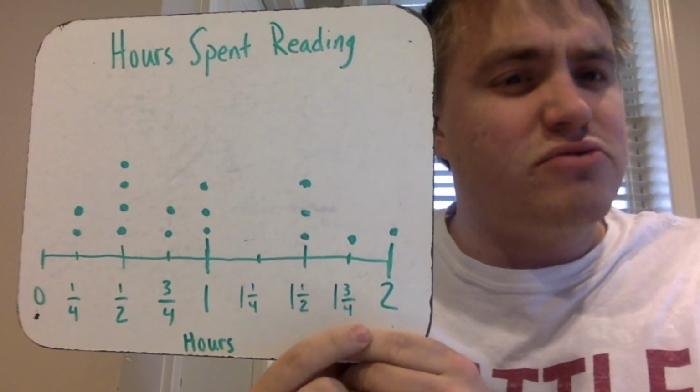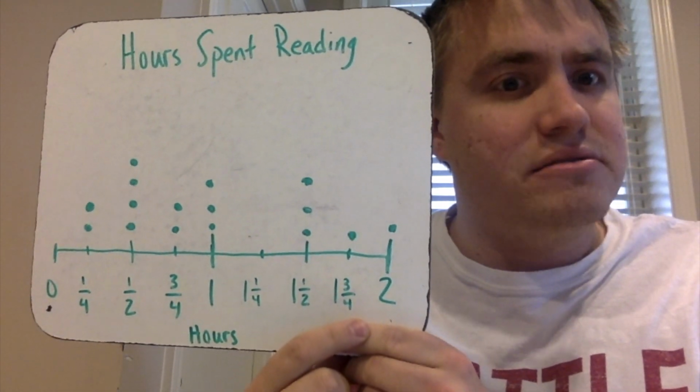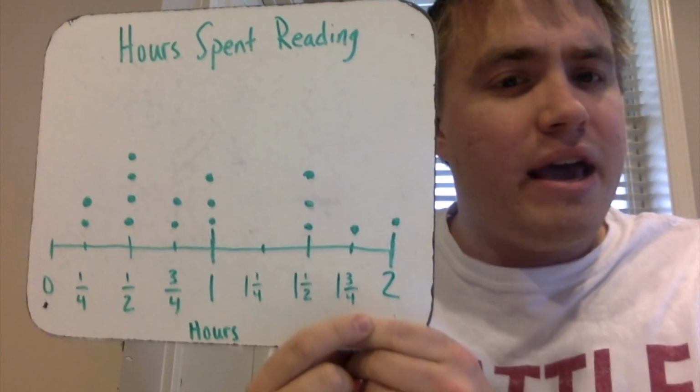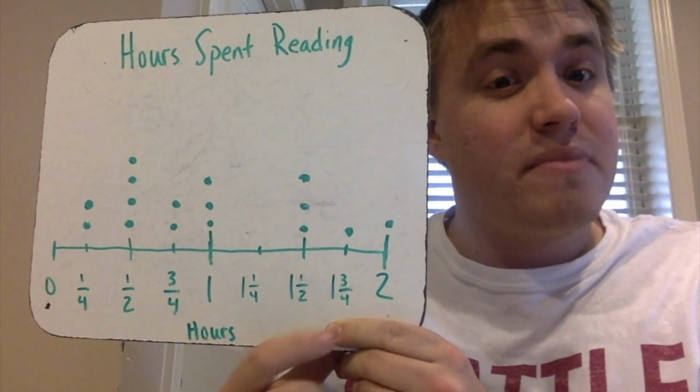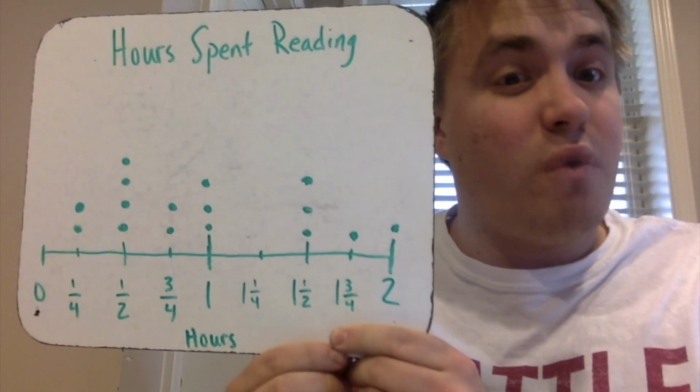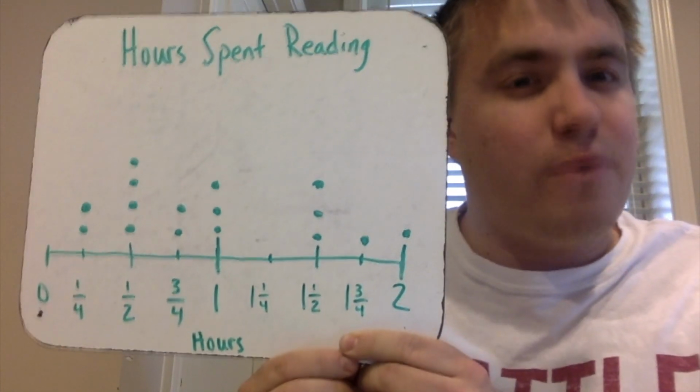Now I know that I can also change 2 hours into 8/4 hours. And if I do 8/4 and subtract 1/4, I would get 7/4, or 1 hour and 3/4 of an hour.